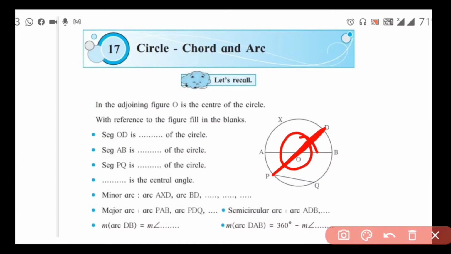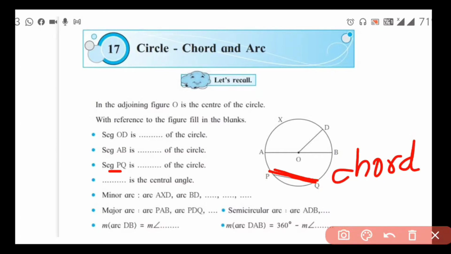Now let us see the third one, seg PQ. As we all can see, seg PQ is also a segment which joins any 2 points on the circle. But PQ is not passing through the center of the circle, so it is a simple chord. It cannot be said as a diameter. Though it joins any 2 points on the circle, it is joining point P and point Q on the circle, but it is not passing through the center of the circle, and that's why segment PQ is known as chord of the circle. Chord, chord of the circle.